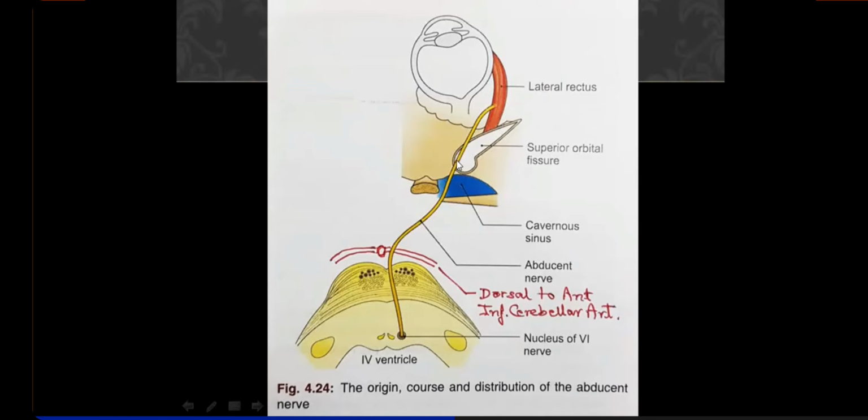lying infralaterally to the two divisions of the oculomotor nerve, and when it emerges in the orbit, it will innervate the lateral rectus muscle of the eyeball on its ocular surface, right? That was about the abducent nerve.